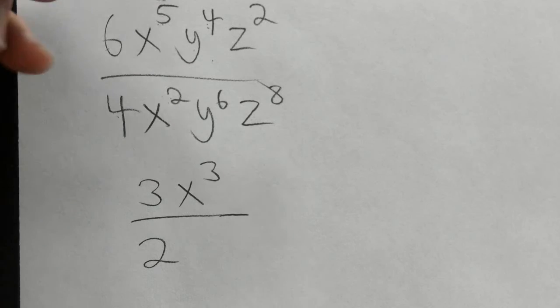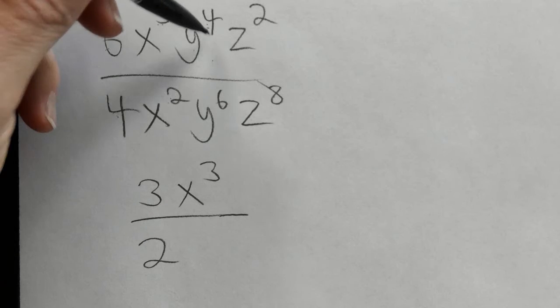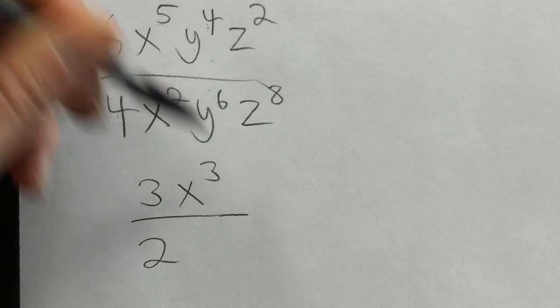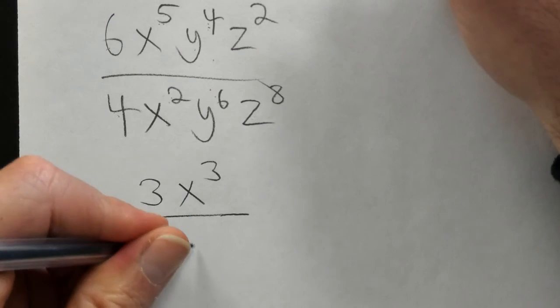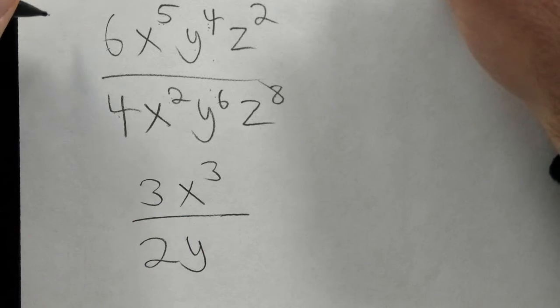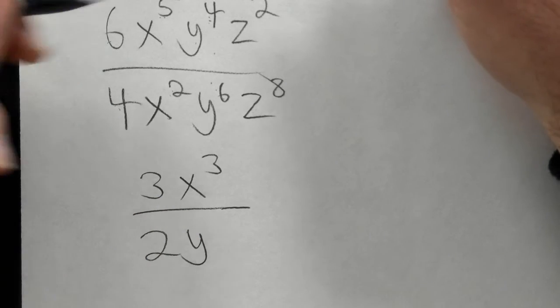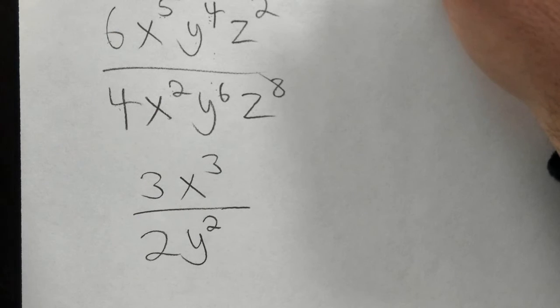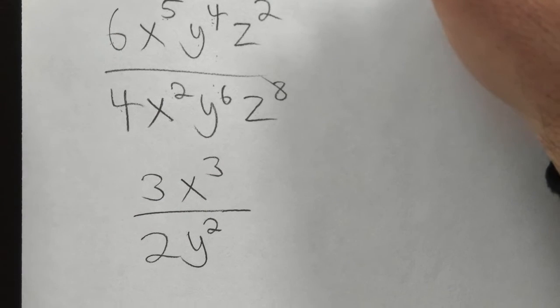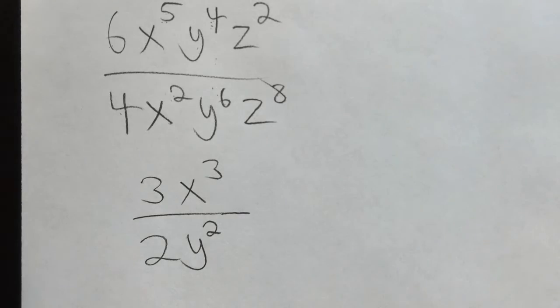All right, so what that means is, if you end up with a negative number, that means instead of the y ending up on top, it's going to end up on the bottom of the fraction. So I have to write the y on the bottom, not the top. And 4 minus 6 is negative 2, so that becomes y to the 2nd power. All right, so let me give you another example of why that's the case.